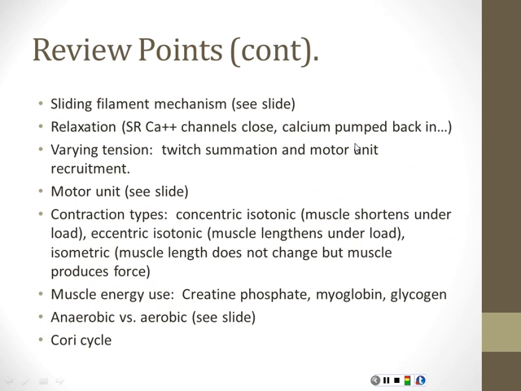We talked about the different contraction types. So the typical muscle contraction you think of is called a concentric isotonic contraction. This is where a muscle shortens under a load. So, you know, you're picking something up, the muscle is shortening, the load is overcome. That's a typical muscle contraction.